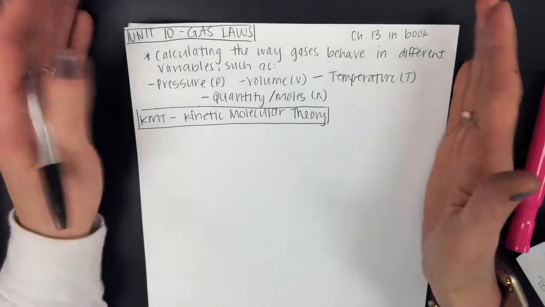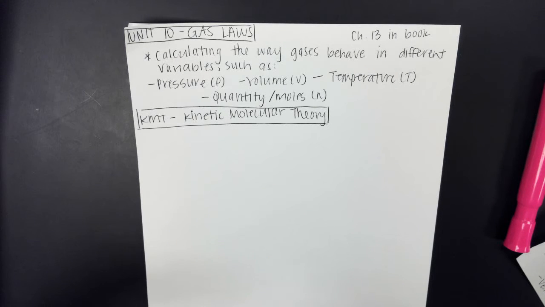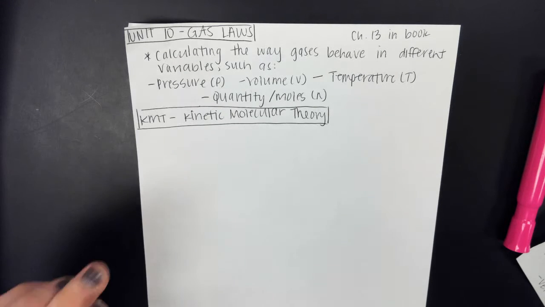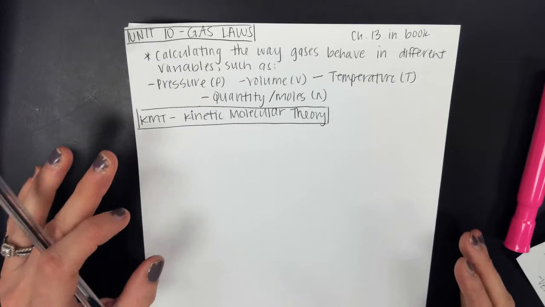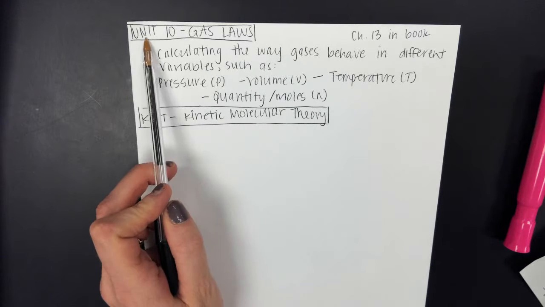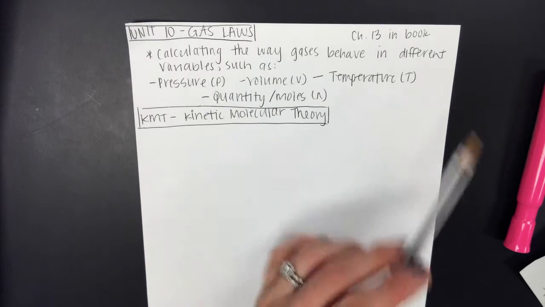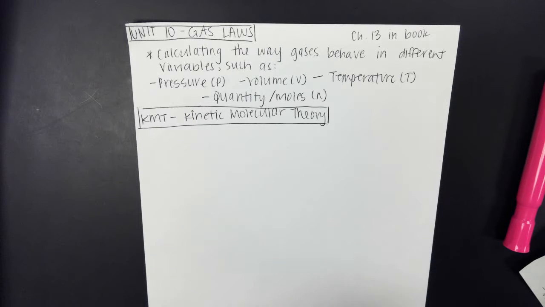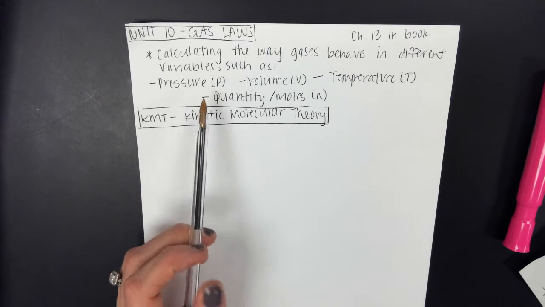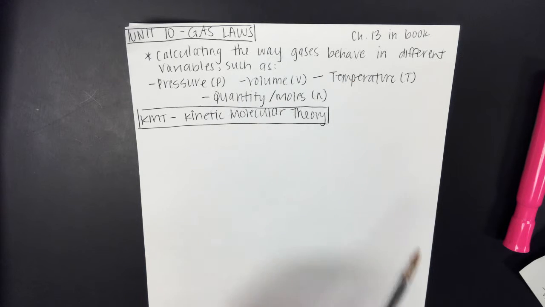So, I need you to get these notes down, guys, because when I come back on Thursday, I'm going to assume you understand and have notes on all of this stuff. The things you take notes on today and tomorrow will be on your 9 weeks test, which is on Monday, March 4th. This unit is Unit 10, Gas Laws, and we're going to be doing a lot of calculations about how gases behave and are affected by different variables like pressure, volume, temperature, and quantity, or moles.